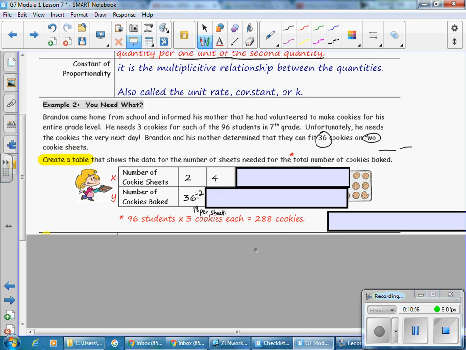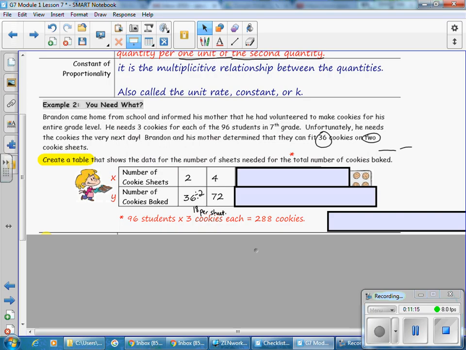Then, if you know how many cookies you can put on 1 sheet, you can figure out how many cookies to put on all 4 sheets. So if you have 4 sheets and they have 18 cookies each, pause the video and find out how many cookies that is altogether. So you multiply 4 times 18 and you get 72 cookies. Next, let's find out how many cookies you can make on 10 cookie sheets. So 10 cookie sheets times 18 cookies is 180.